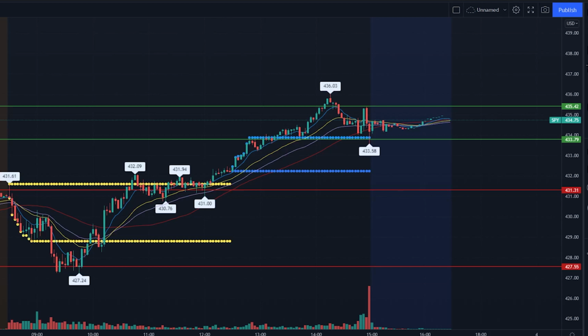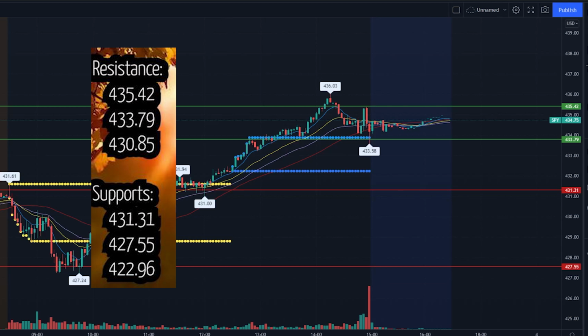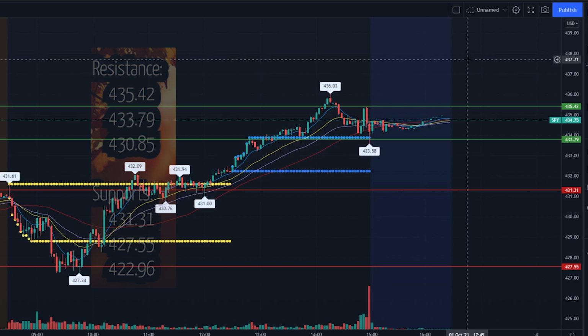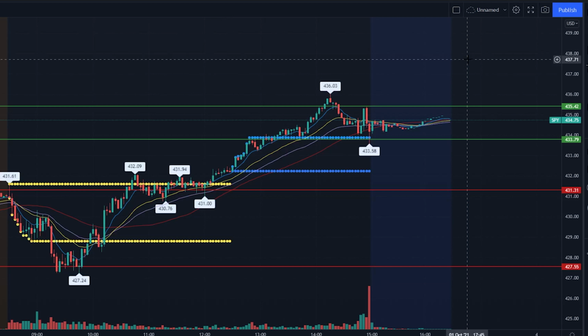Anyway, I've got the supports and resistances plotted. In the green, I've got 435.42 and 433.79, and in the red, I've got 431.31 and 427.55. And already, just by plotting these numbers from a visual aspect, I see how well the price respected these levels and how important it is. I want to foot stomp how important it is to identify these levels under price and under volume to show you how accurate this can be and how well you can trade off of this.